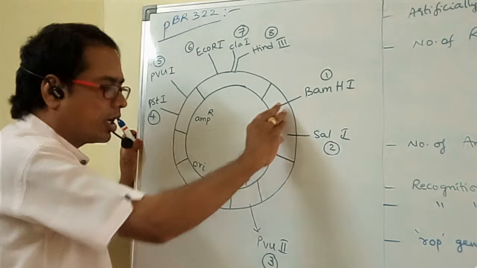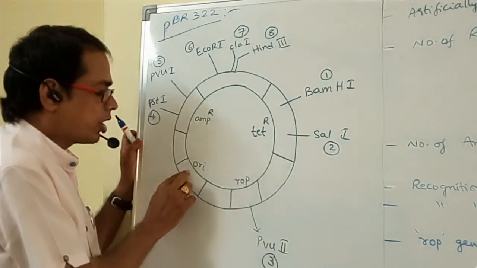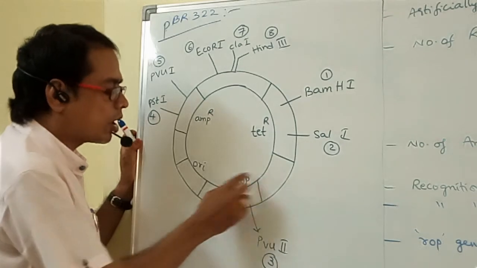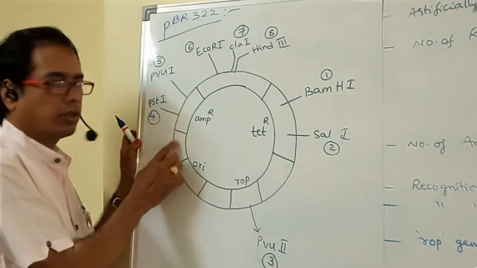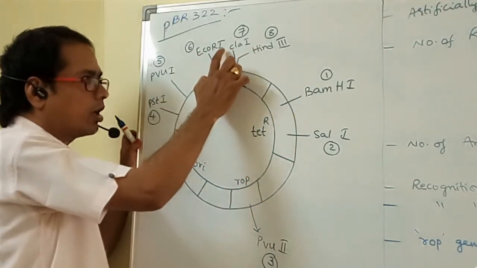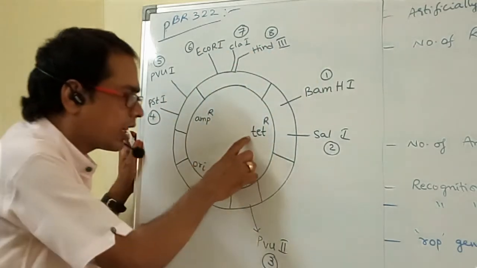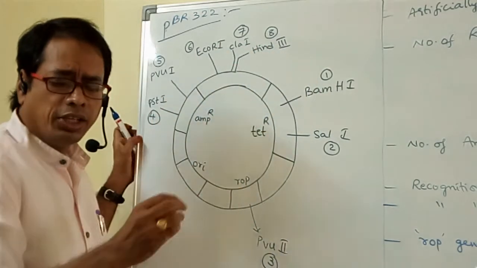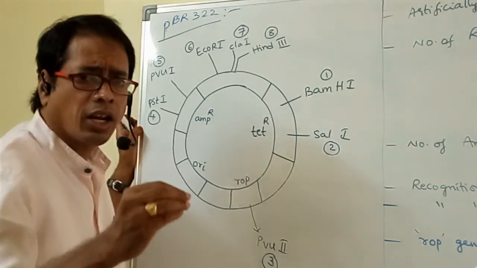So how can you write it? This is the tetracycline gene, gap, rop gene, gap. Next, origin, that is the rop gene, before and after, gap. Origin, before and after, gap. Like that you have to draw. This one you have to remember: EcoRI, ClaI, HindIII.